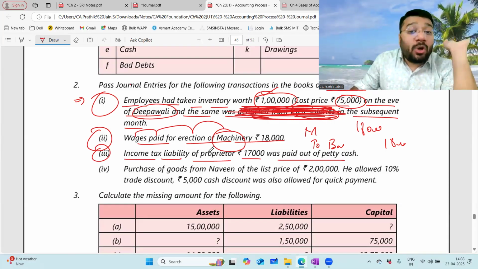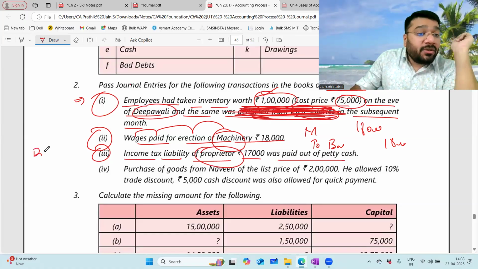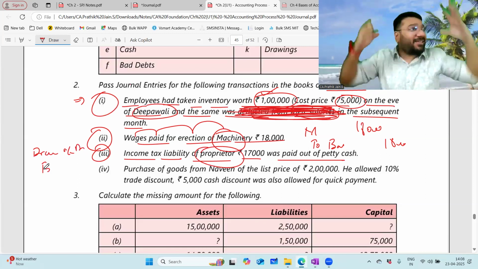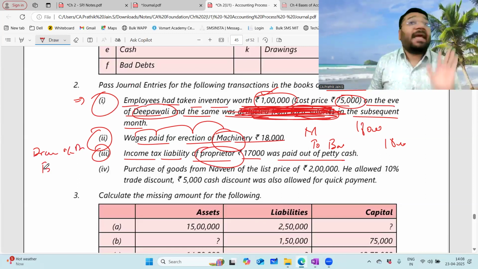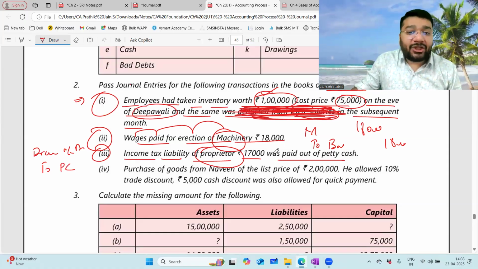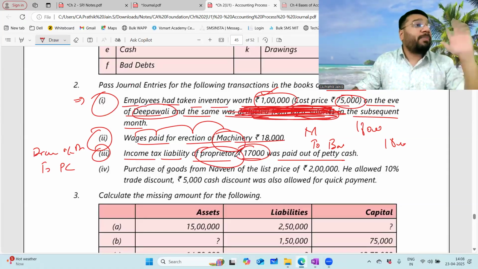Third point. Income tax liability of the owner, 70,000 was paid out of petty cash. Income tax liability of a sole proprietorship business is always drawings. So drawings account debit to, don't write cash. Cash means main cash. You're giving money out of petty cash. Main cash is separate, petty cash is separate. So to petty cash, 70,000. So drawings to petty cash.